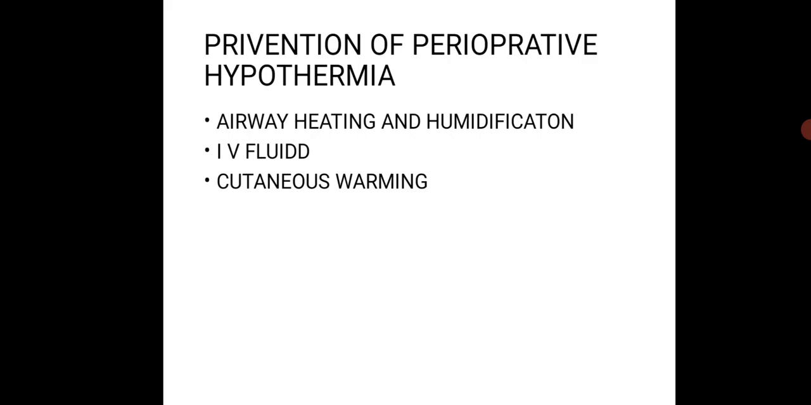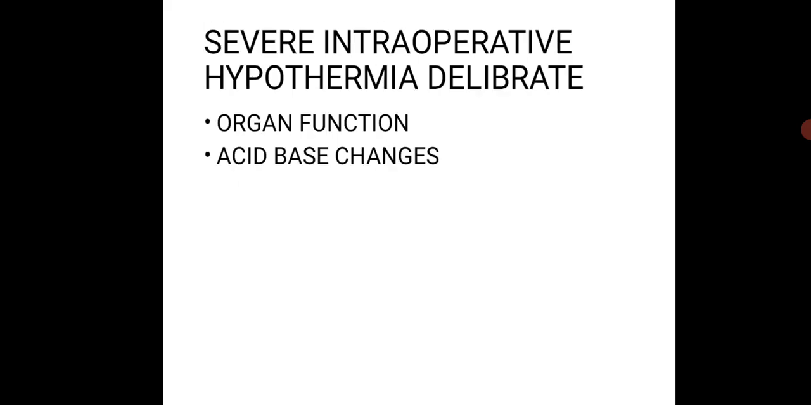Then we will see severe intraoperative hypothermia and deliberate severe intraoperative hypothermia. Organ function: hypothermia that is deliberate decreases the whole body metabolic rate, by up to 8% per degree centigrade decrease in temperature, to approximately one half of the normal rate at 28 degrees centigrade.